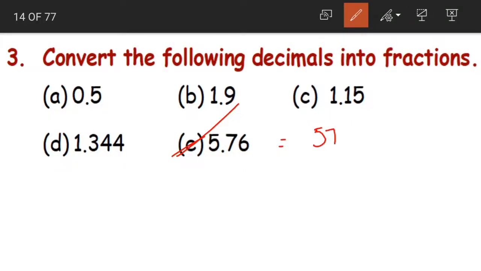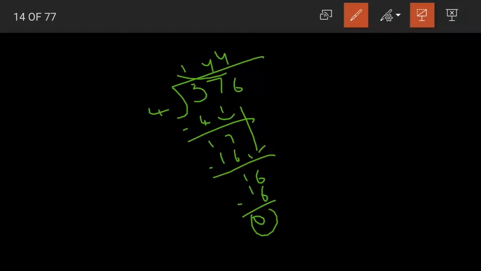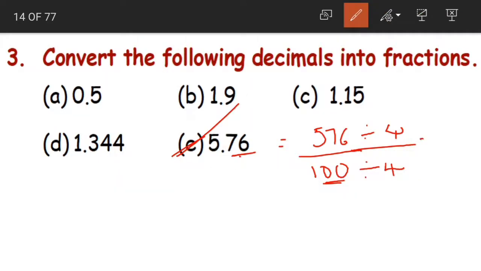Now coming to the next question, 5.76. It will be 576 divided by 100. Yes, we are having 2 decimal places, so 2 zeros. Again, both of these numbers are divisible by the number 4 here. 576 divided by 4. 4 ones are 4, 1 brought down, 4 fours are 16, 6 brought down, again 4 fours are 16. So what is the answer here? 144. So 576 divided by 4 is 144.